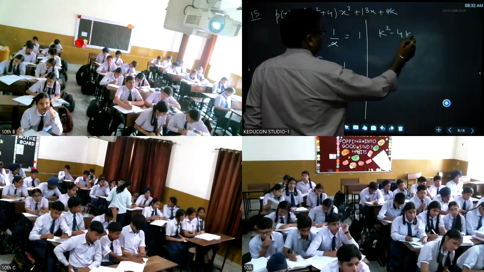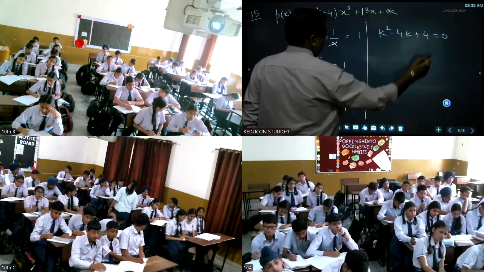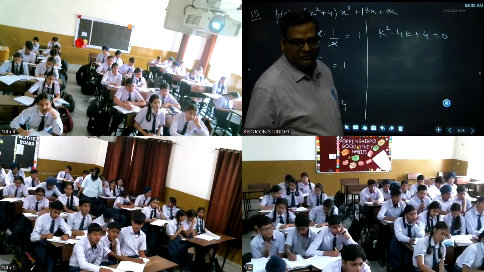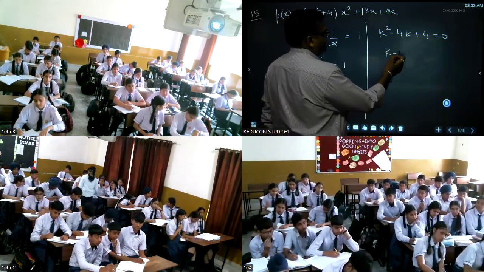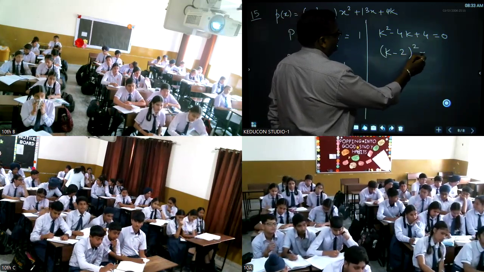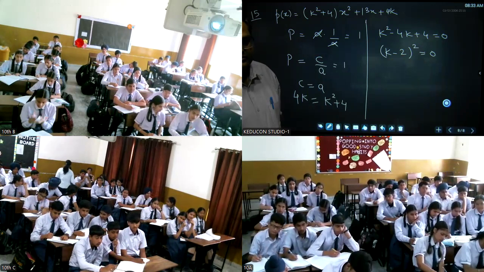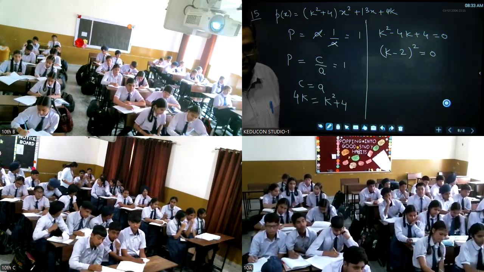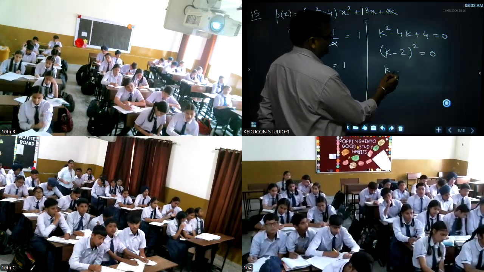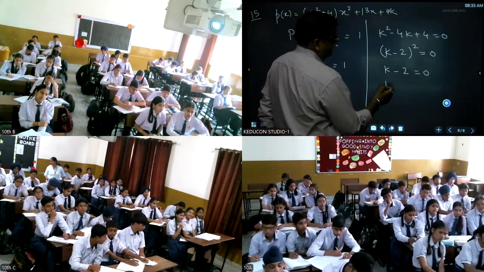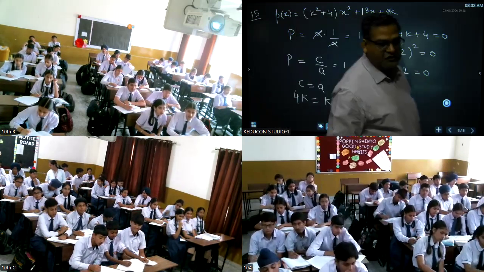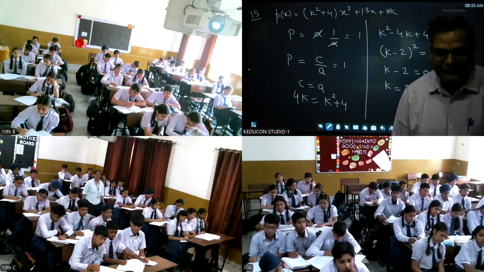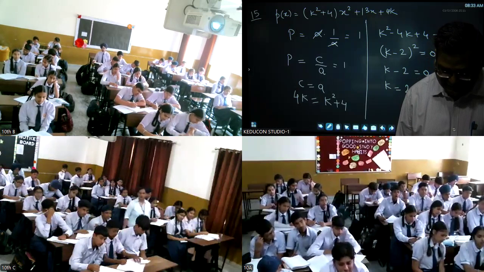Will this be a quadratic equation? Right, bacho? So it's a perfect square also. Is it the square of K minus 2? Yes or no, students? So the value of K is 2. But the choice given to us is 2K. So this will be false. Right?